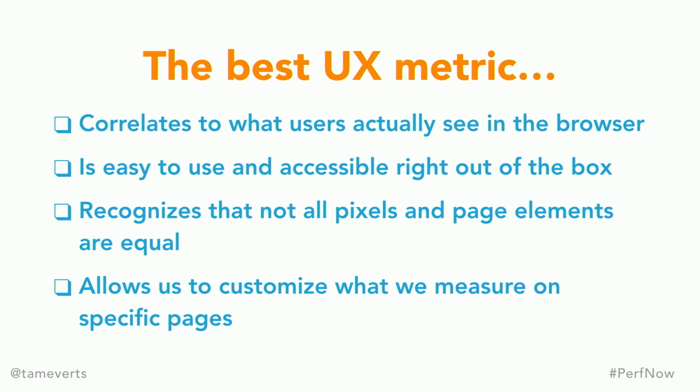We think that it should recognize that not all pixels are equal, that some pixels on your screen are more important than others. And that it should allow you to customize, to fine-tune what you're measuring on individual pages on your site, because you know your site, your pages, and your goals better than anyone else. So you know this is the most important image on a product page or an article page. This is the most important call to action button. And you want to measure when people are seeing those things. So this is our checklist.